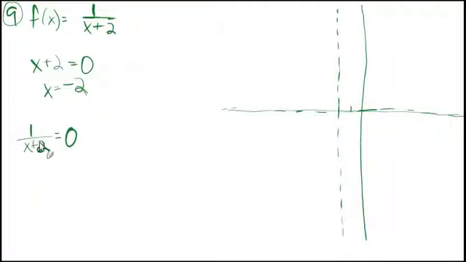That would happen if this whole thing were equal to 0, but that can never happen, because in order for this to be equal to 0, the numerator would have to be 0. If the denominator is 0, then you have a vertical asymptote. You have an undefined function. So only the numerator being 0 will cause this to be 0, and that's not possible because the numerator is always 1. We could multiply both sides by x plus 2, and 1 would have to be equal to 0, which is impossible, so there's no x-intercepts.